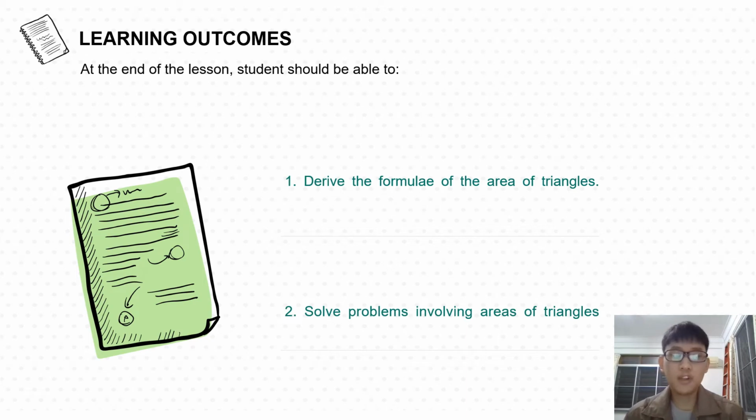Okay, so now for the learning outcomes. At the end of the lesson, students should be able to achieve 2 learning outcomes. The first learning outcome is that students should be able to derive the formula of the area of triangles. The second learning outcome is that students should be able to solve problems involving areas of triangles.